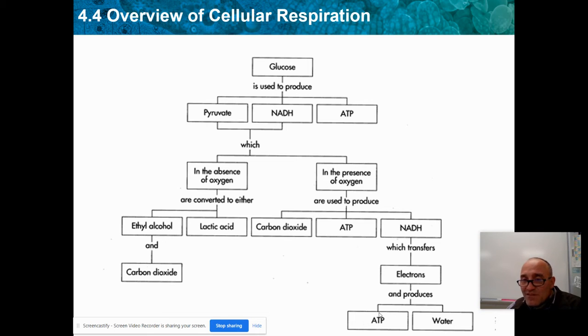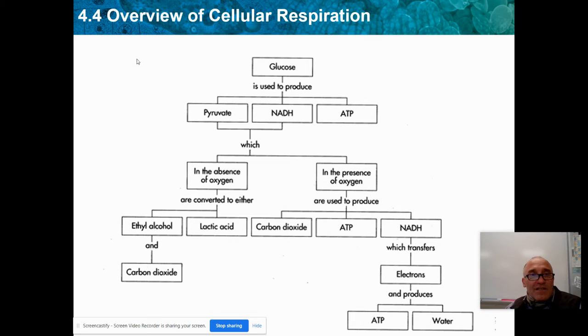So on the aerobic side, you get 2 ATP from glycolysis, 2 from the Krebs cycle, 34 from the electron transport chain. And that gives it approximately 38. Doesn't usually actually get 38, but that's ideally what it would get.